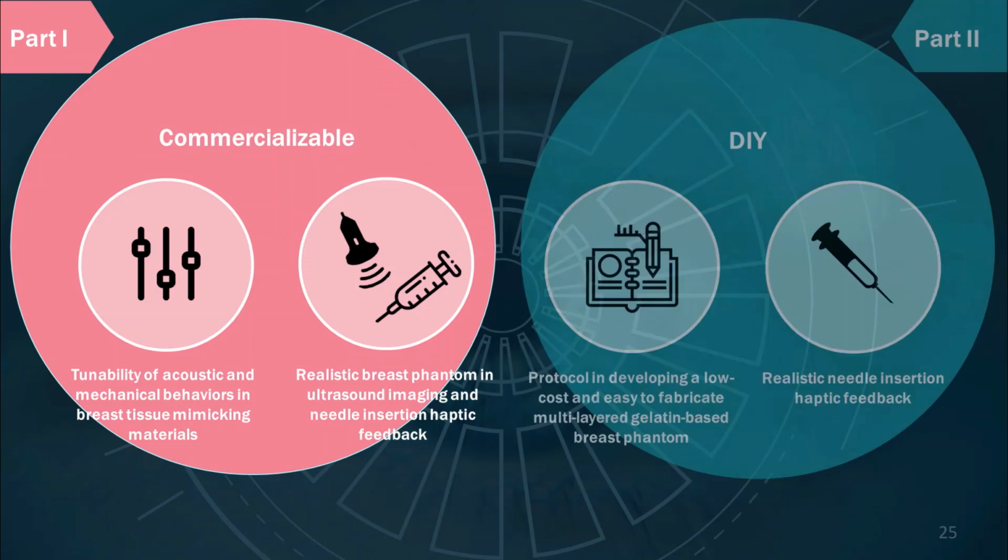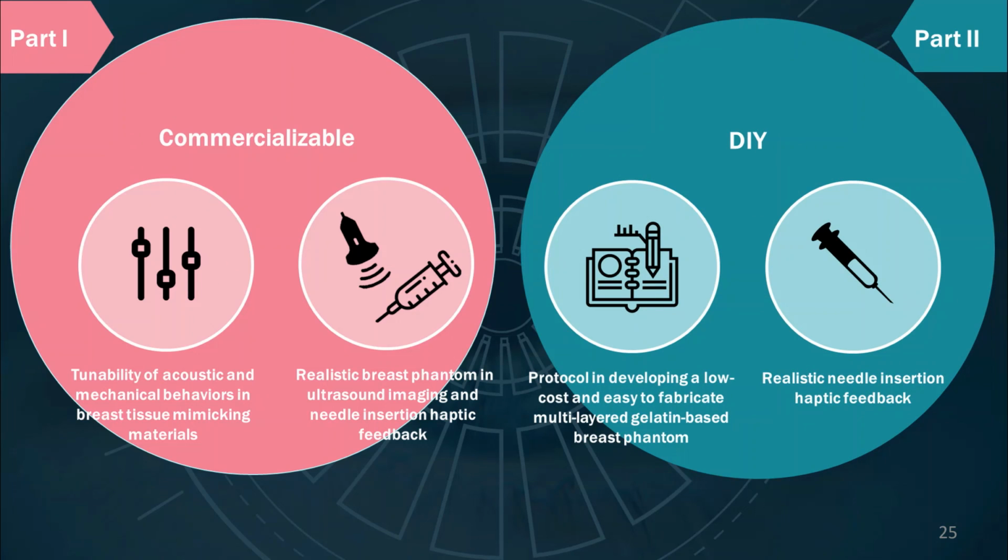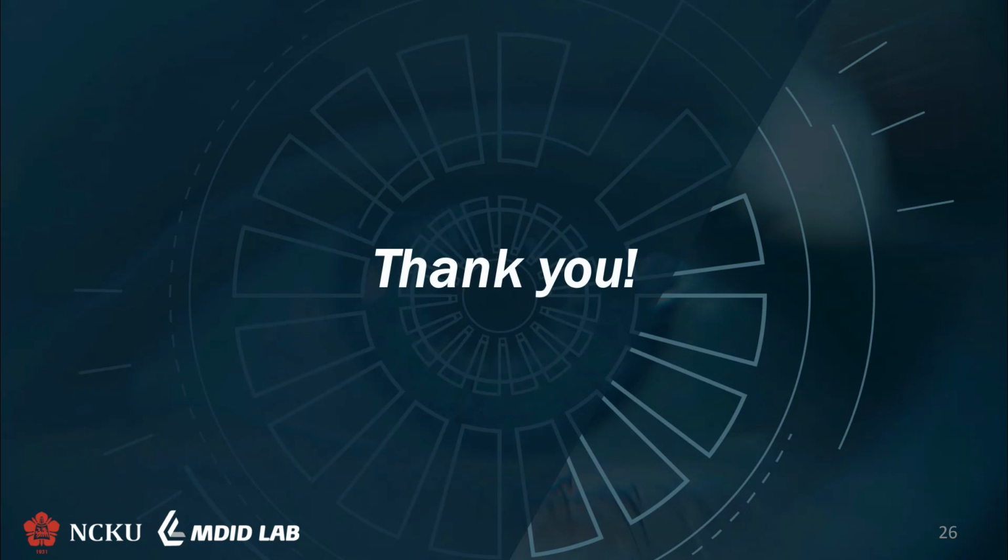The main property that distinguishes the training phantoms in the first and second works is that the training phantom in part 1 has the potential to be commercialized. Meanwhile, the training phantom in part 2 could be made DIY by the resident in the hospital. That's all for my presentation. Thank you.